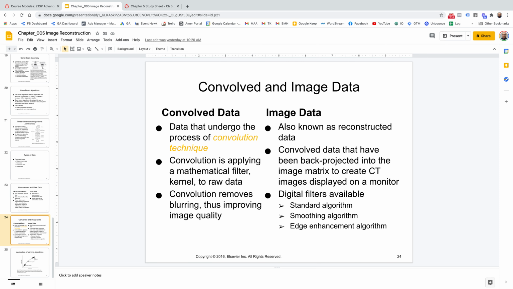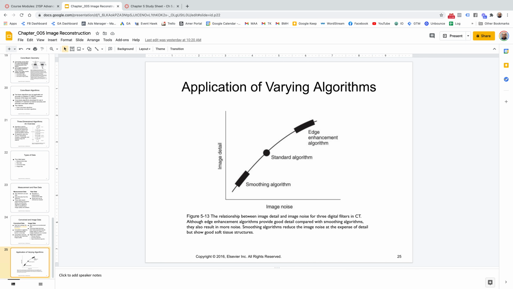So image data is convolved data that has been back projected into the image matrix to create CT images displayed on the monitor. And is that it? Yep, that's pretty much it.